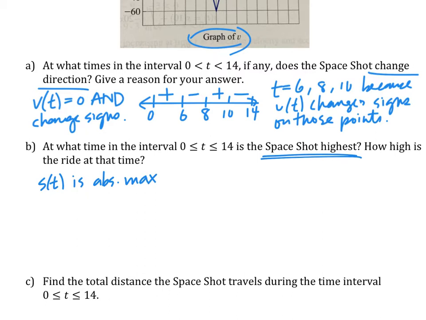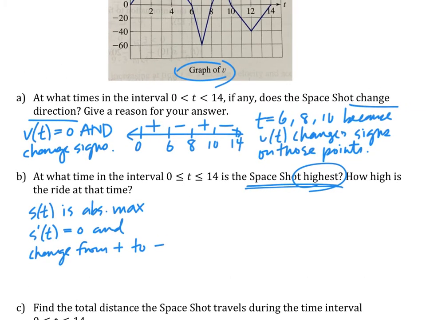So if you translate into calculus terms, it's easier to figure out what you need to do next. Basically, it's a question about absolute max. Absolute max has to do with the derivative. So when is the derivative 0 and the sign has to change from positive to negative? That would give us a relative max, but this wants a highest, which means absolute max. So we need to double check the endpoints.